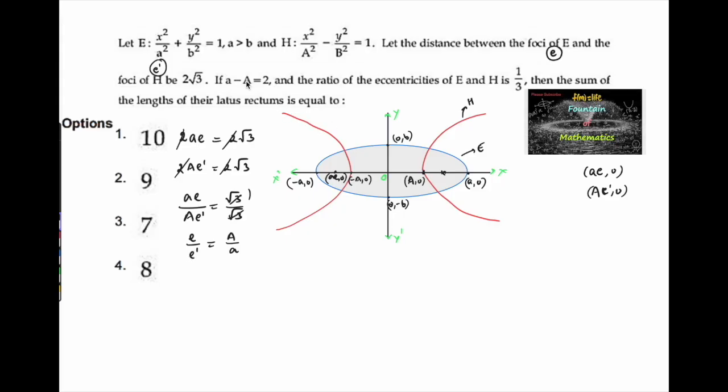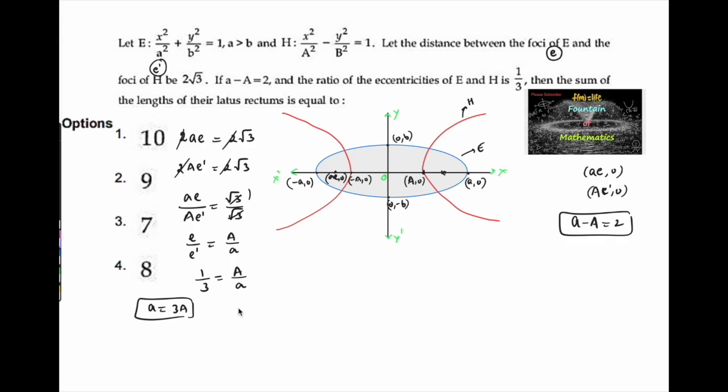And also given the difference between the two values, a minus capital A is equal to 2. And the ratio of the eccentricities of ellipse and hyperbola, that is e upon E dash, is 1 by 3. So 1 by 3 is equal to capital A upon small a. So here we can write small a is equal to 3 times capital A.